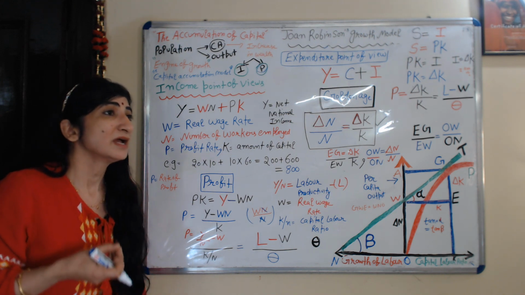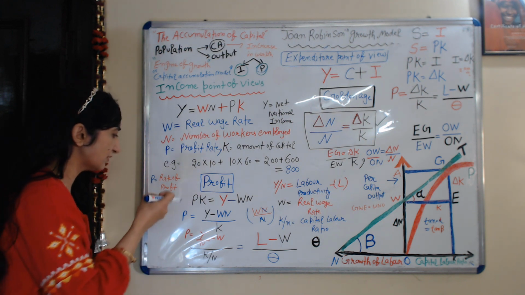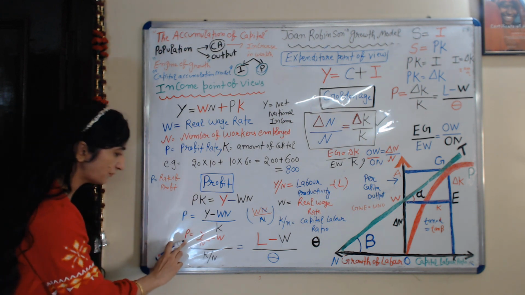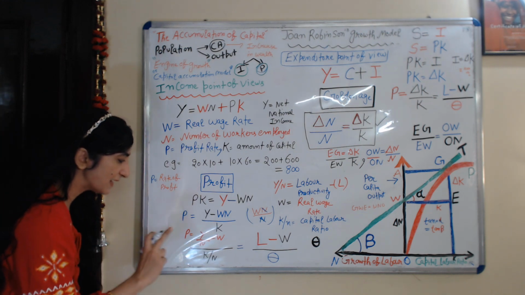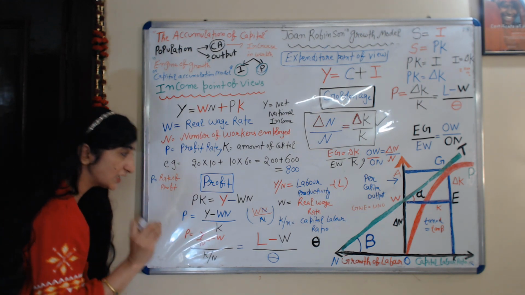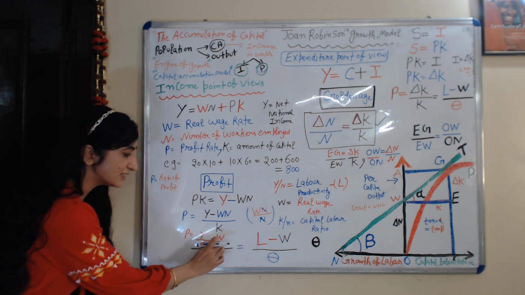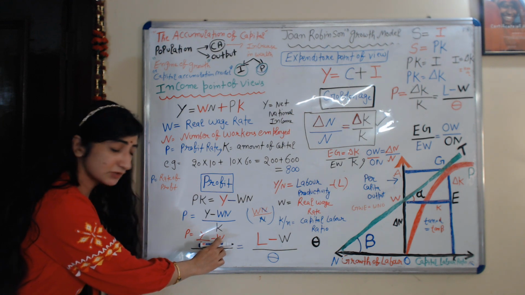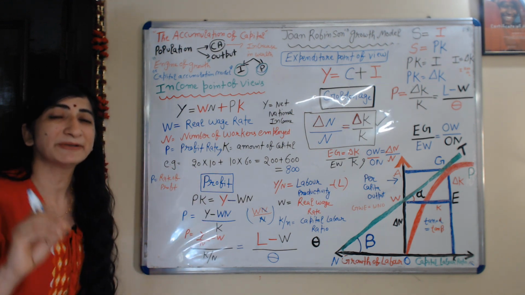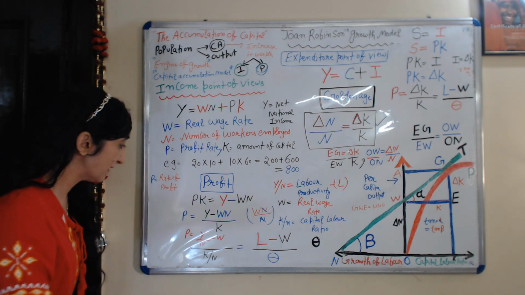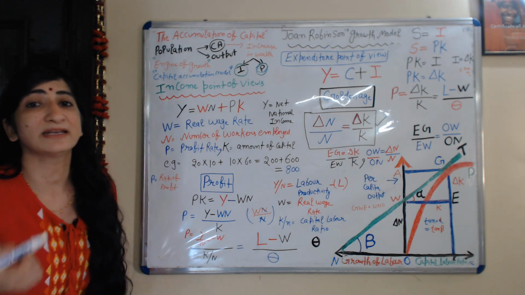Capital labor means capital used per capita labor. We want to derive our rate of profit. Our p is basically our rate of profit. Our rate of profit depends on labor productivity, which is Y over N, minus the real wage rate, which is W, divided by K over N, which is our capital labor ratio.